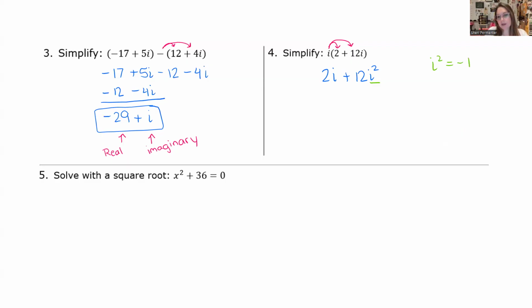Okay, so I could rewrite this as 2i plus 12 times negative 1. What's 12 times negative 1? Negative 12. All right, well, I'm just going to write it in the same format as this. I'm going to put the real part first and the imaginary part second. So I'm going to put negative 12 first and then positive 2i after. So I'm going to have negative 12 plus 2i. So I just switched the order.